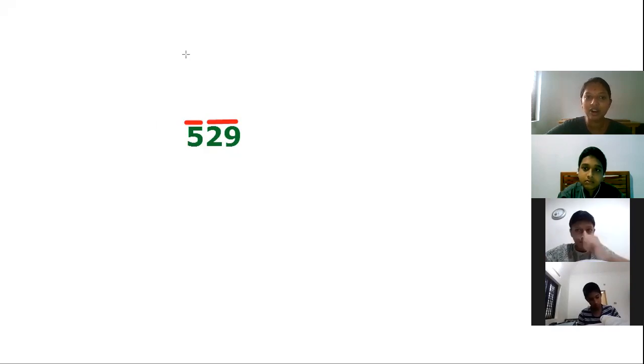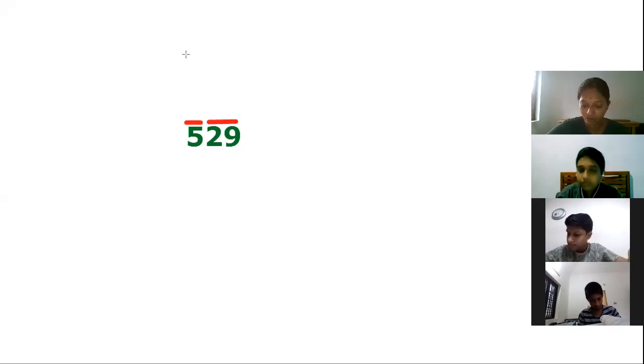Then after this, what is the next step? Just read the steps given on pages 103 and 104. What's our first step? Place a bar over every pair of digits starting from the digit at ones place. If the number of digits in it is odd, then the leftmost single digit will also have a bar. That we have done here.